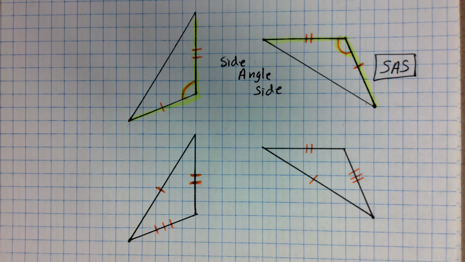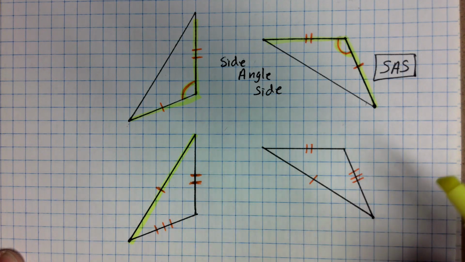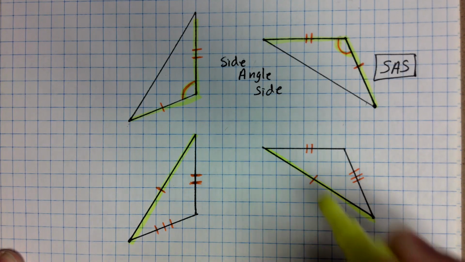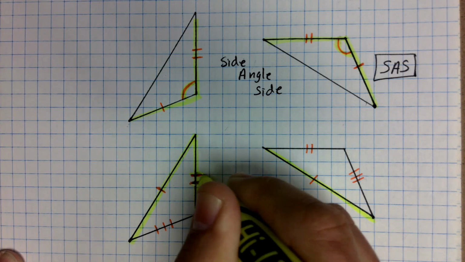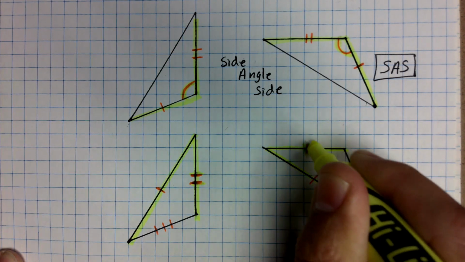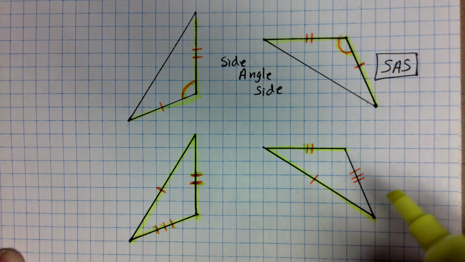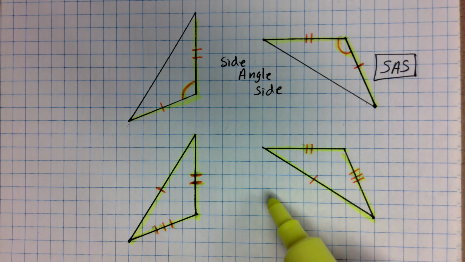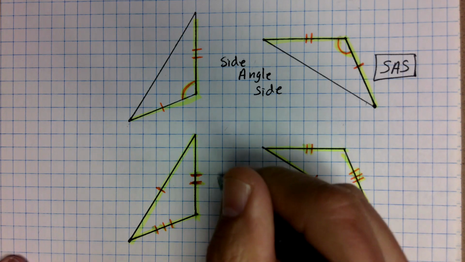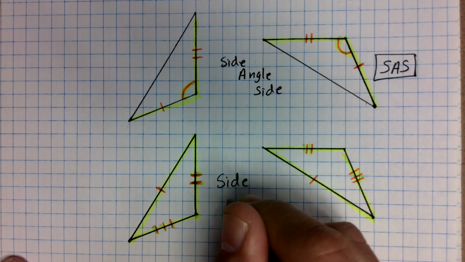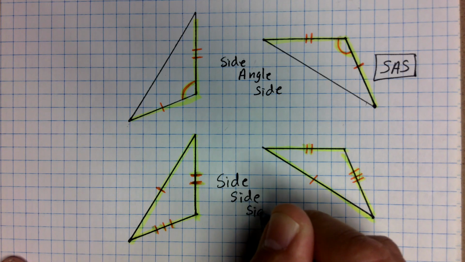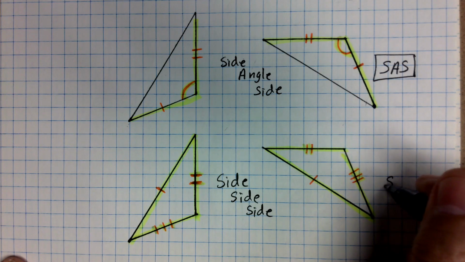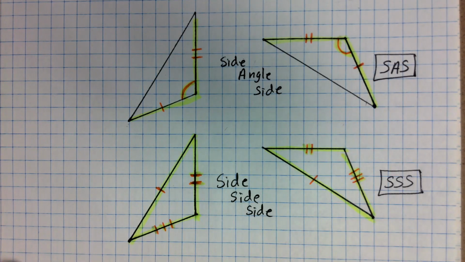And for our last triangle in this lesson, I want you to notice that we have three sides. Notice this side has a single bar marking it. This side has a single bar marking it. This next side has a double. And this side has a double. And then this side has a triple, as this side does. So, because both of these triangles have a matching side on all three sides, we call that side, side, side congruency. And we use the acronym SSS for it.